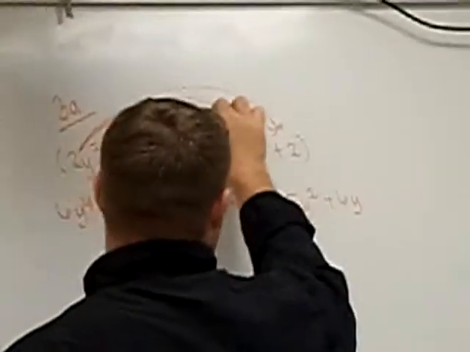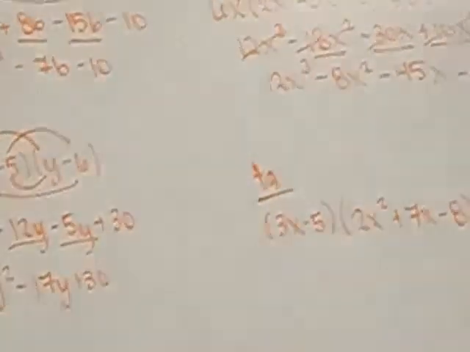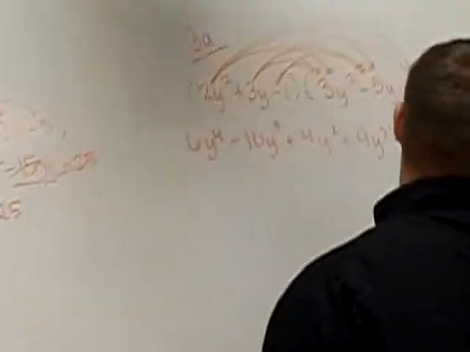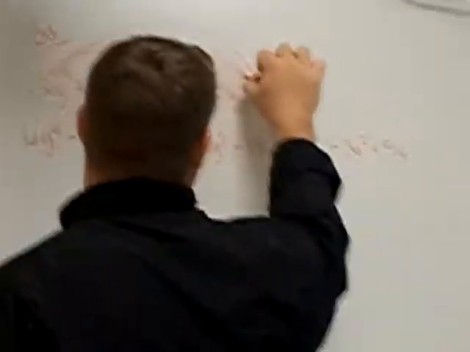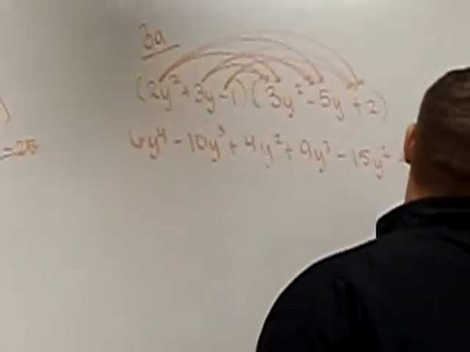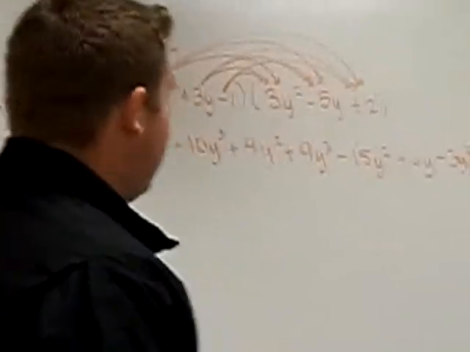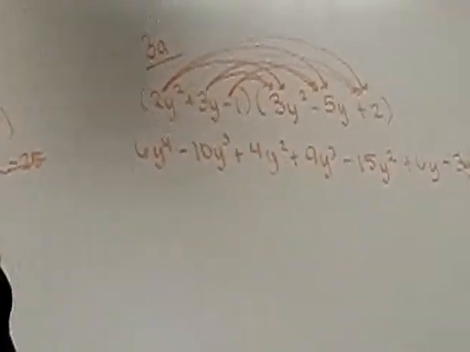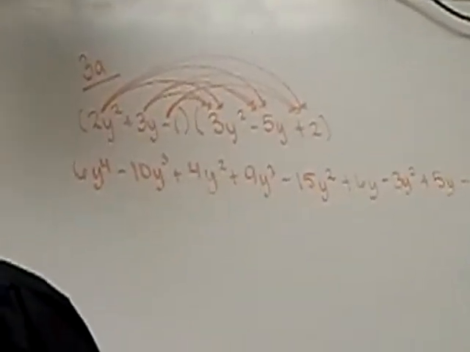Alright, and then your last terms, you got negative 1 times all these. So negative 1 times 3y squared gives me negative 3y squared. Negative 1 times negative 5y gives me positive 5y. And negative 1 times 2 gives me negative 2. Now what do we have to do? Combine like terms.